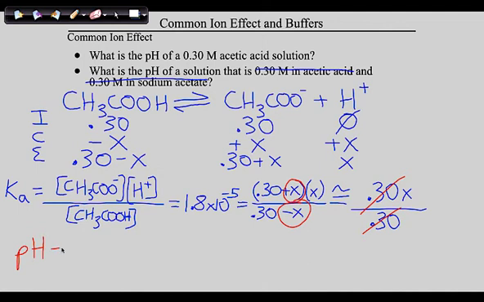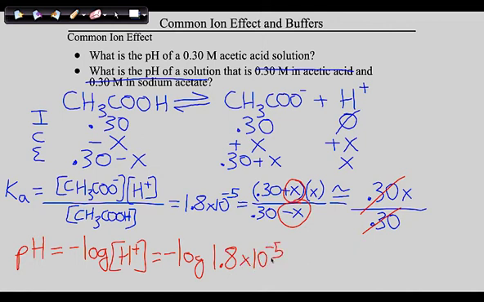pH is equal to the negative log of hydrogen ion, which is equal to the negative log of 1.8 times 10 to the negative fifth, which is equal to 4 point what? 4.74. So guys, let's talk about this conceptually and then let's have the aha moment.